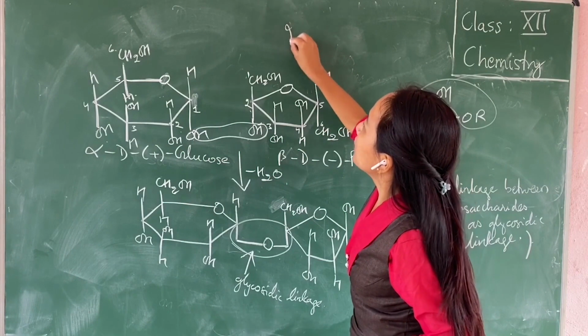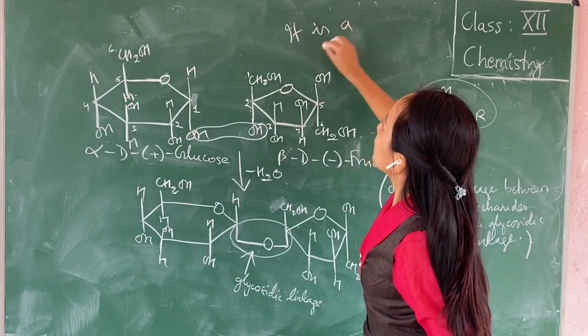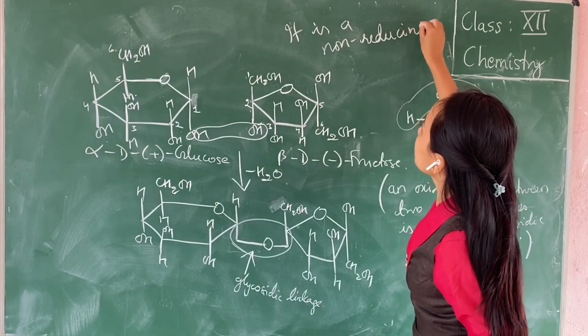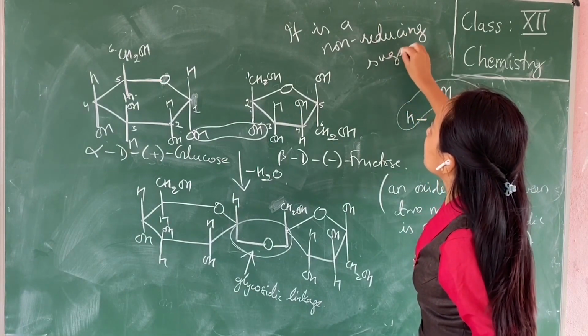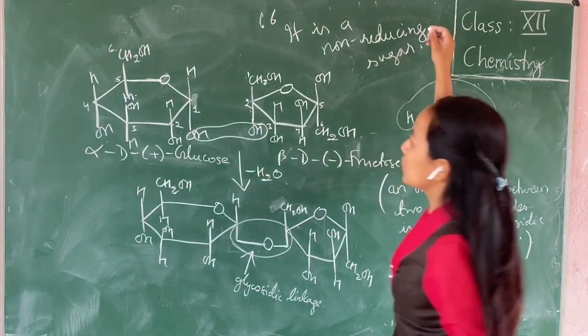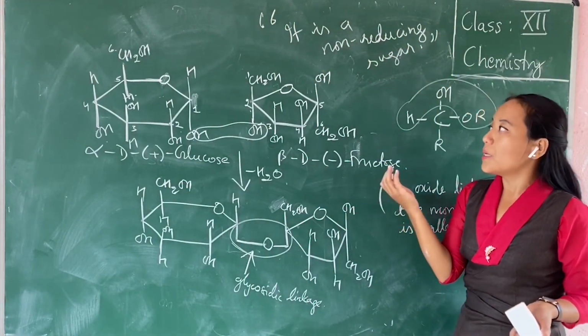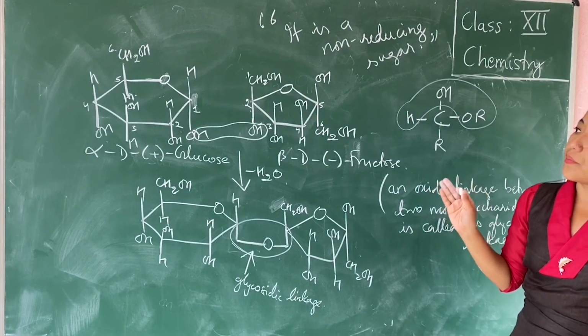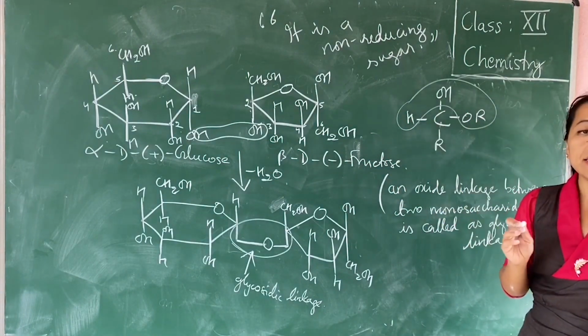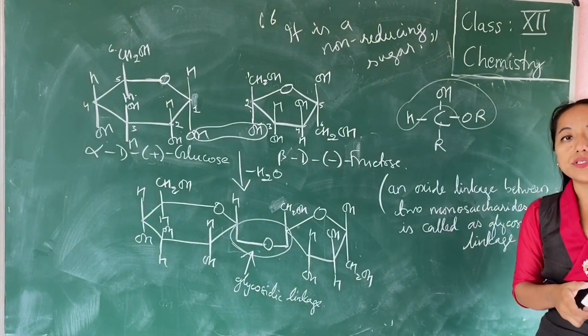It is a non-reducing sugar. Now you need to remember this, it is important. Why is sucrose a non-reducing sugar? Because none of the carbon atoms in sucrose carries OH, OR and a hydrogen atom. Therefore, it is a non-reducing sugar.